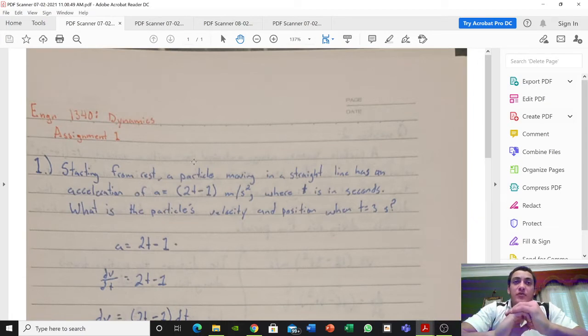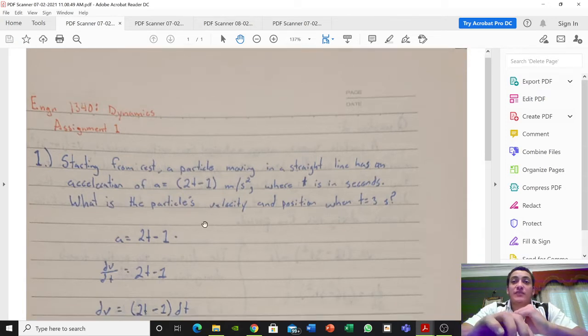Starting from rest, a particle moving in a straight line has an acceleration of a equals 2t minus 1 meters per second squared, where t is in seconds. What is the particle's velocity and position when t equals 3 seconds?